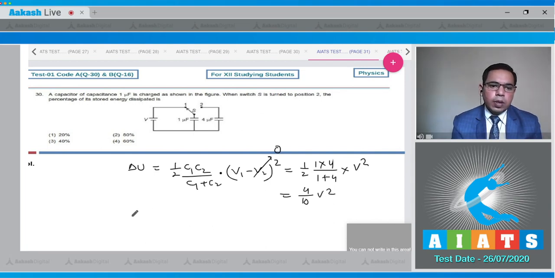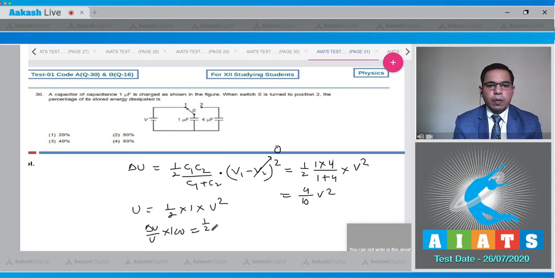Now initially what was the energy? That was half into 1 into V square. Then what is the percentage loss? It will be delta U upon U into 100, that is half into 4 by 5 into V square into 100 divided by V square by 2, and it gives us 80%. Now the second option will be the correct answer.